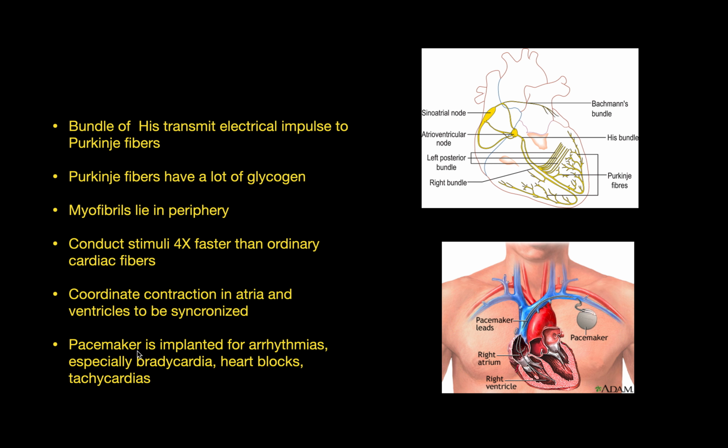Artificial pacemakers are implanted for patients suffering with arrhythmias, especially bradycardia, some kinds of heart blocks, and tachycardia. The pacemaker will be implanted subcutaneously, and then the leads will go into the heart, into the right atrium, into the right ventricle.